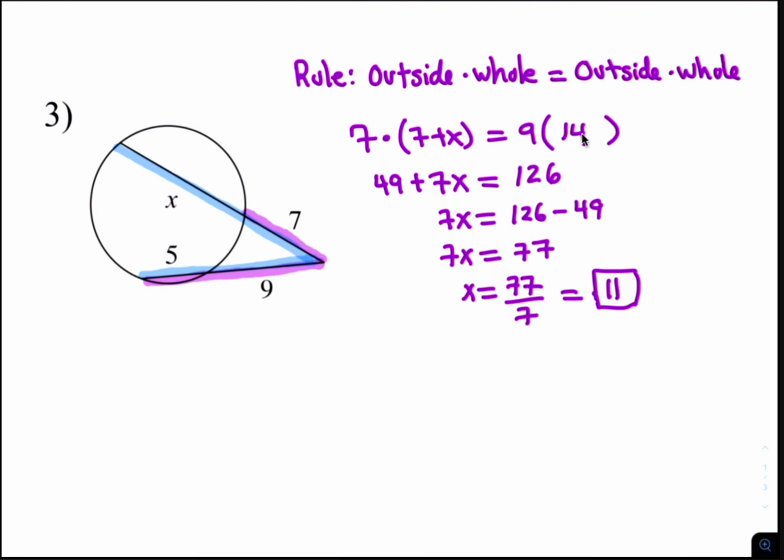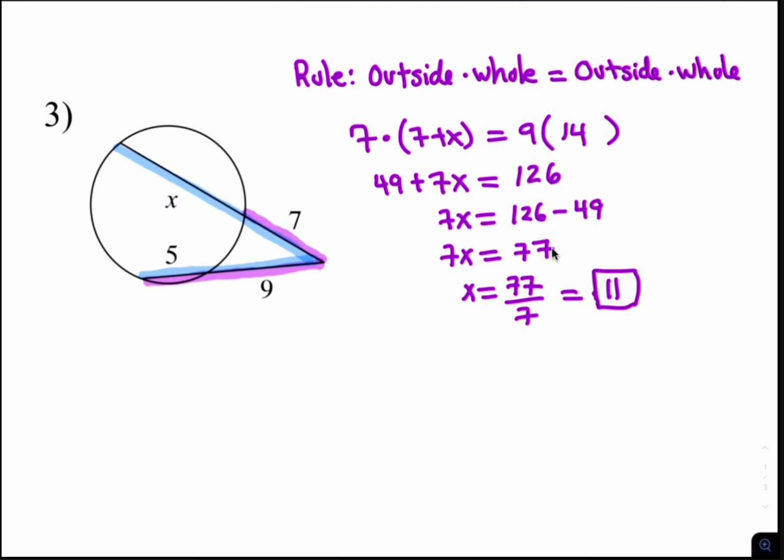That makes 14. So here's our first equation. 7 times 7 plus X equals 9 times 14. 9 times 14 is 126. Now on this side, you have to multiply the 7 times 7 and also 7 times X. 7 times 7 is 49, and 7 times X is 7X. So 49 plus 7X equals 126. We'll have to subtract 49 from both sides. So now we have 7X is equal to 126 minus 49.